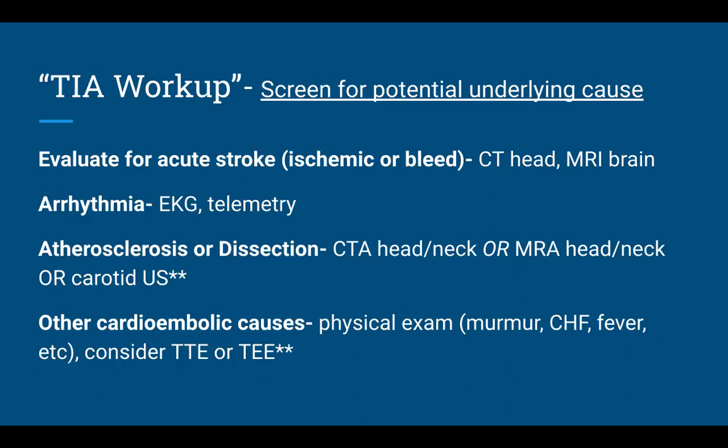We're looking for arrhythmias, so that's your EKG and your telemetry. You're looking for atherosclerosis or even carotid artery dissection or vertebral artery dissection, and that's going to be with your vessel imaging, which is why a lot of these times we're like, well, the patient looks good, maybe I'll just do a CT head. They really need vessel imaging as well. So CTA head and neck, or the MRA head and neck, or carotid ultrasound, which I'll talk a little bit about regarding the sensitivity of that and why it's not preferred.